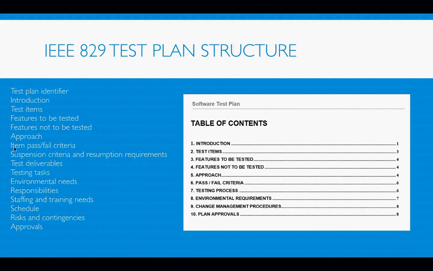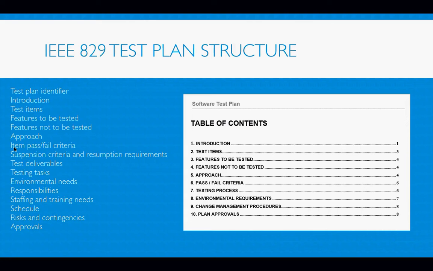This is a sample test plan according to IEEE 829. This is what you need to put in a test plan. Basically, a test plan is a document. In that document, you have a test plan identifier, an introduction to the test plan, then the test items will be listed. The features that will be tested, you will list them, and also the features that will not be tested.